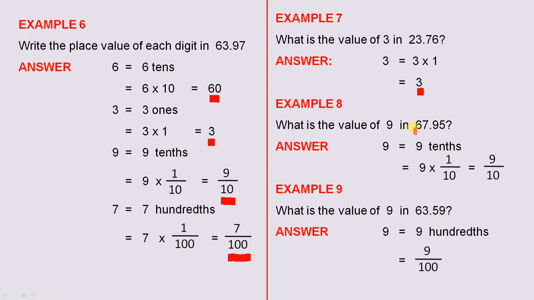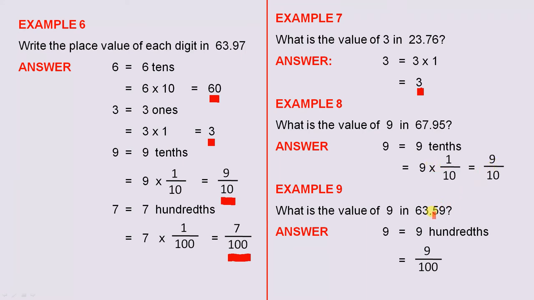The value of the 9 in 67.95. Now, 67.95, the 9 is directly to the right of the decimal point, which is in the tenths column. 9 times 1 over 10 is 9 tenths.